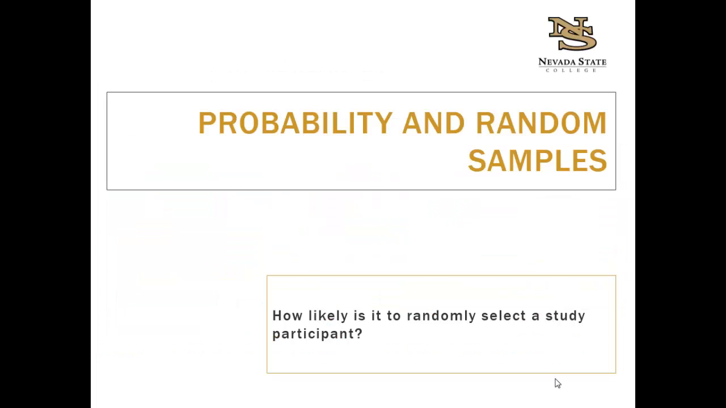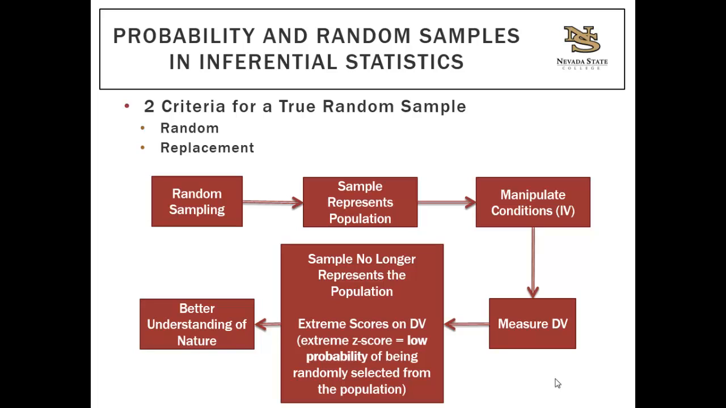So I want to tell you guys all of the criteria that have to be met to call something a true random sample. And the importance of a random sample is that each person in the sample had an equal probability of being selected. So that's where probability comes into play with random sampling. So the two criteria for a true random sample would be random and replacement. So random is just that you have access to the entire population and you're just randomly choosing people, not based on any pre-selected criteria. So everybody is in your pool and you're drawing from them randomly.